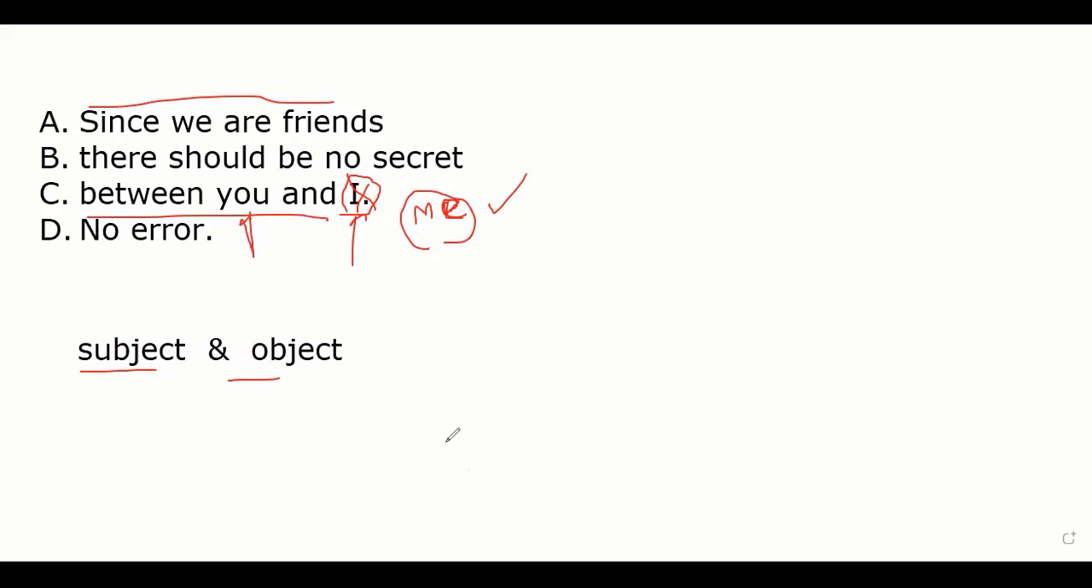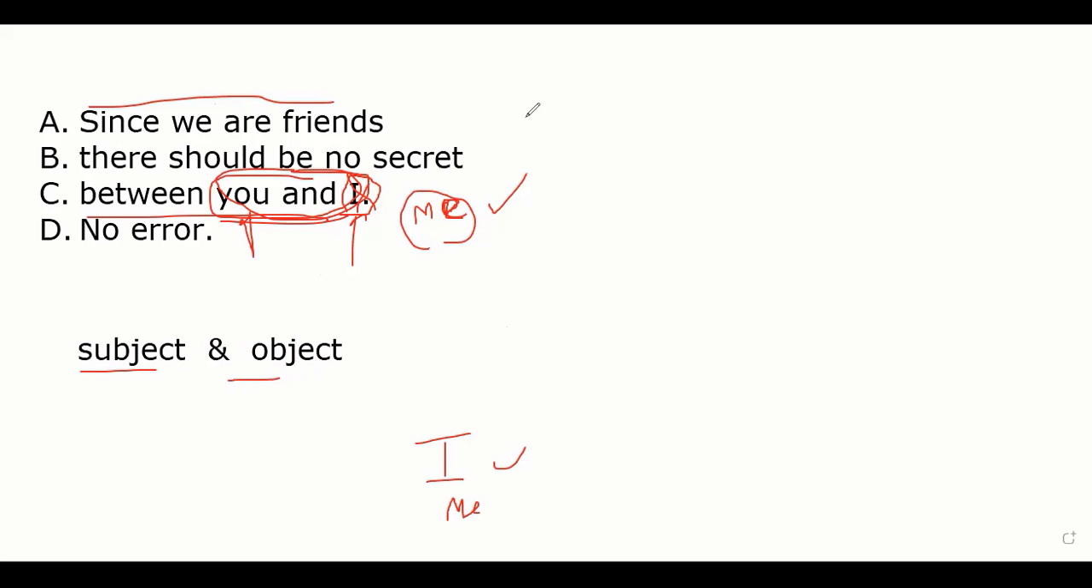But when you use a subject, then use I. So when you're using it as a subject, use I. When you're using it as an object, use me. Here, this part of the sentence is the object. This will say between you and me, between him and her, between them and me. So because it is an object, use me. But if you use this at the start of a sentence, then it becomes the subject, then use I.